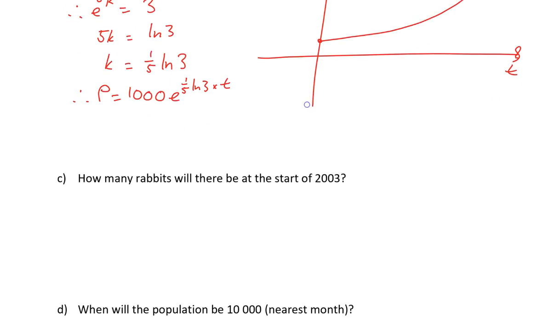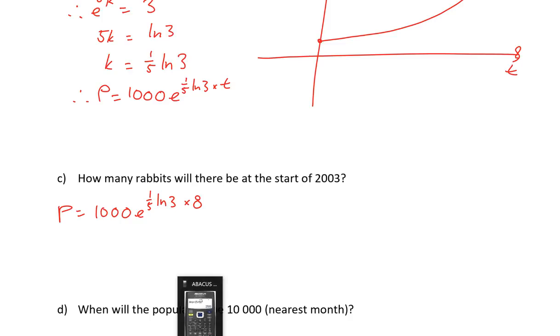Okay, wonderful. Moving along, how many rabbits would be at the start of 2003? This is going to be t equals 8. So my population is equal to 1000 times e to the 1/5 times the log of 3, all times 8.